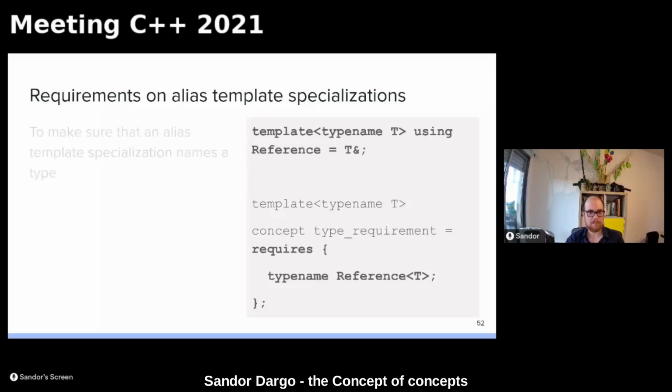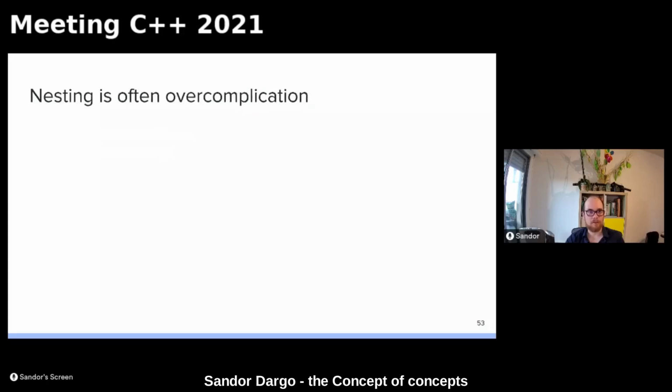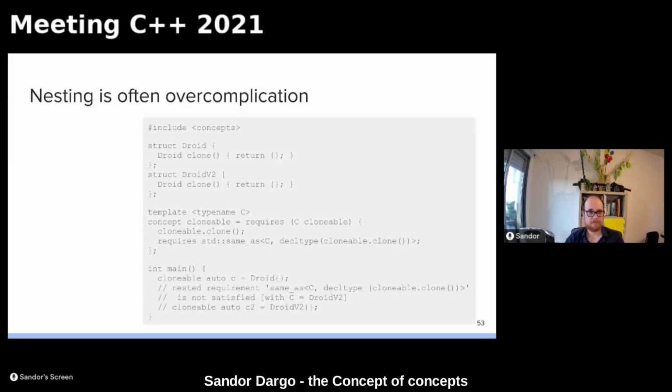Well, this is also possible, but there are some more that you can model in a concept. You can nest requires clauses, but it's often an overcomplication. It's often just overcomplexifying things, but sometimes it comes in handy. So let's have this example.